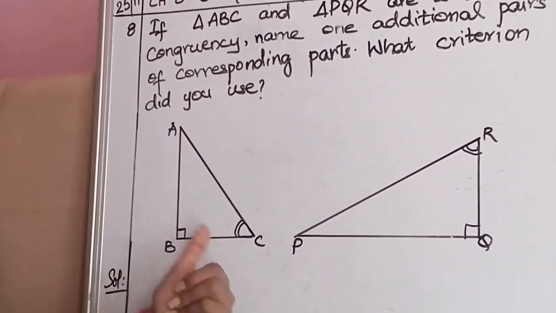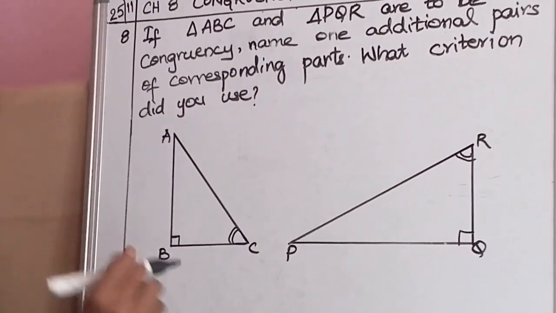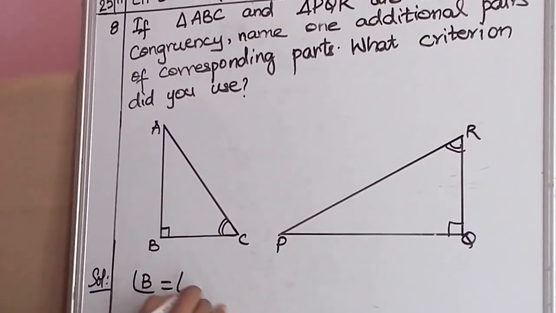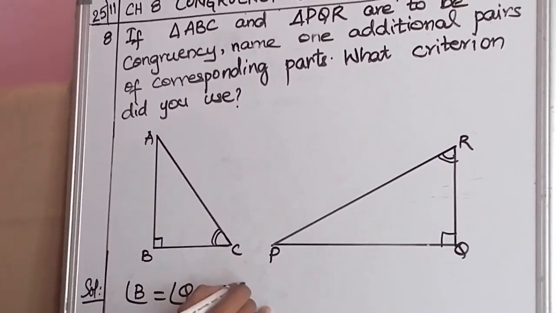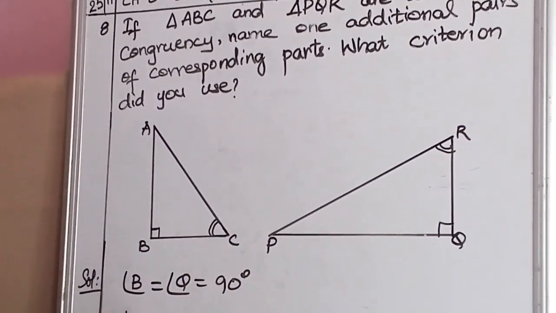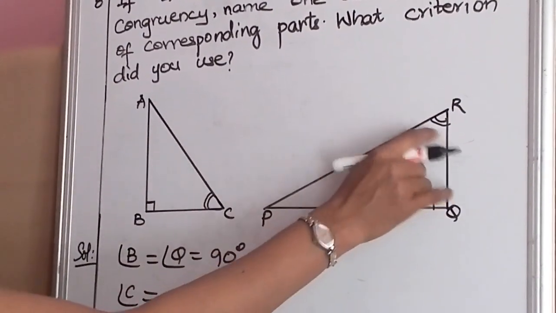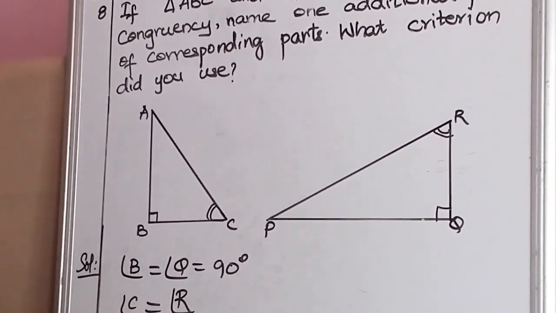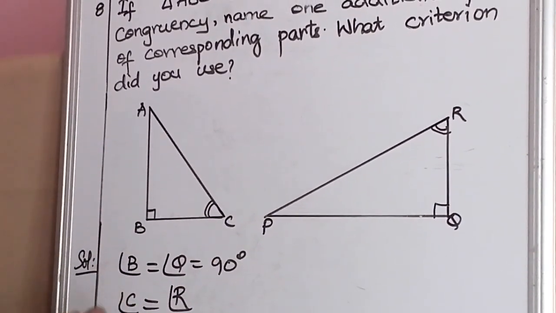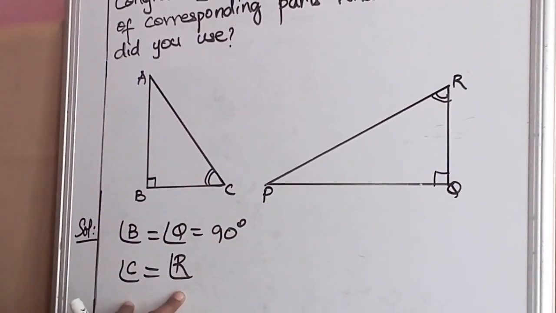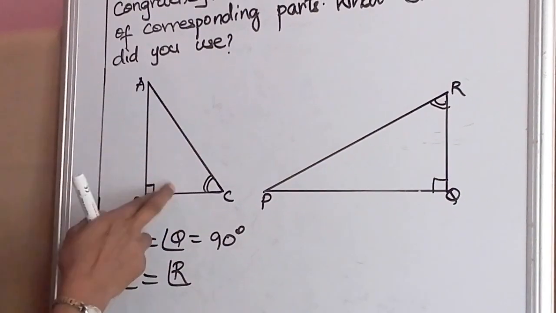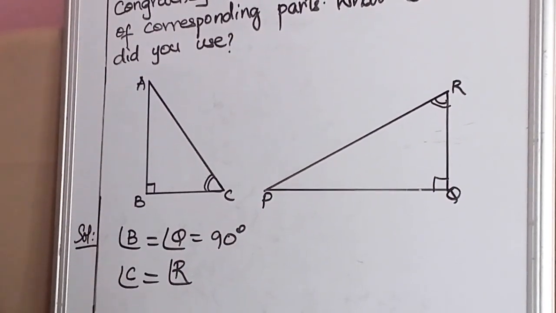First of all, let us write what is given in the question. So here you can see that angle B is equal to angle Q, which is equal to 90 degrees. Okay, angle B is equal to angle Q. Next, they have given that angle C is equal to angle R. We don't know the measure, so we are not writing, but we know for sure that angle C is equal to angle R. Now, what is the condition which is going to help you to say that these two triangles are congruent to each other?